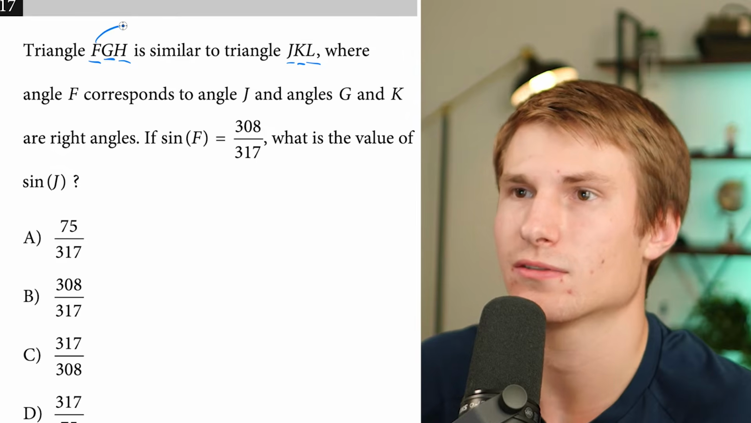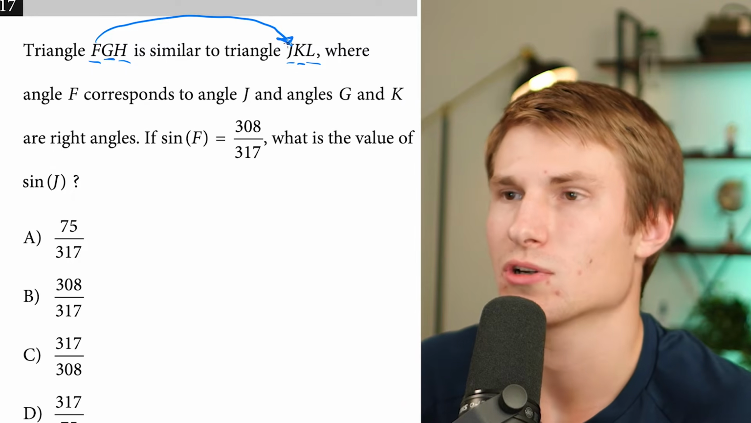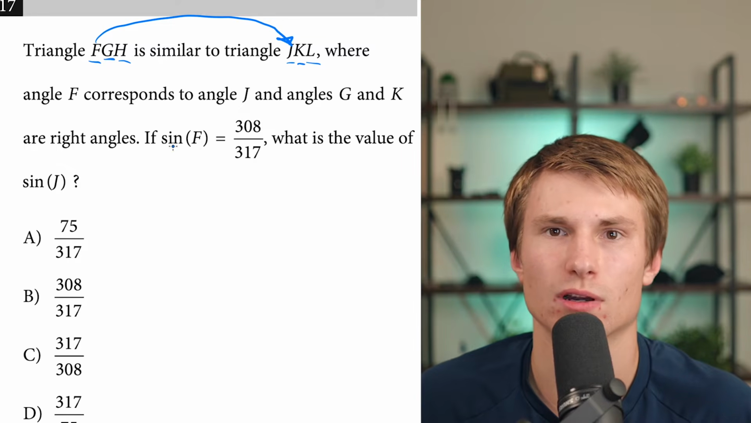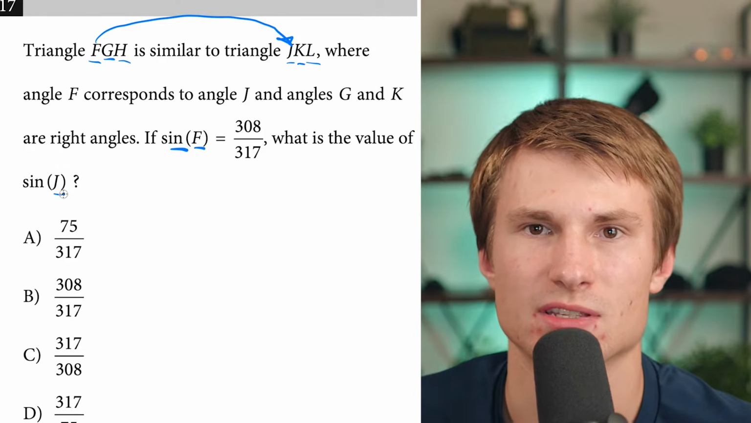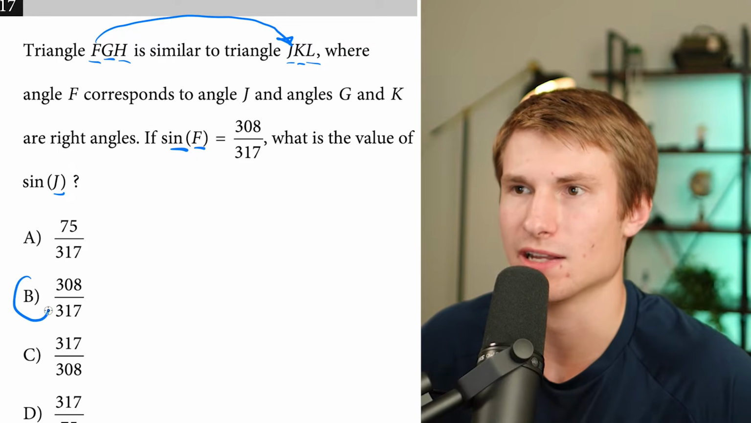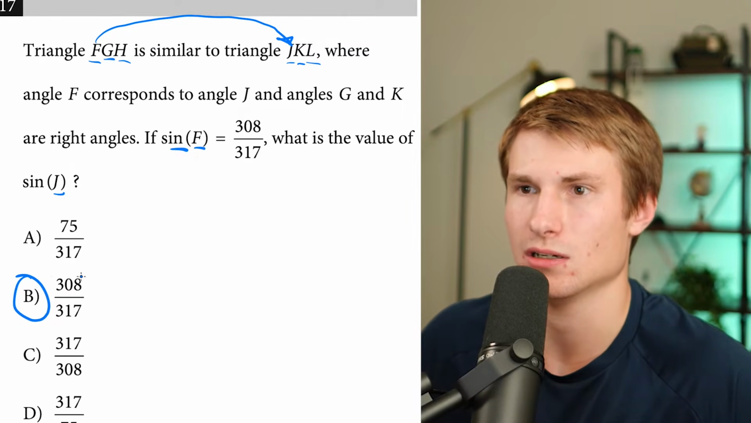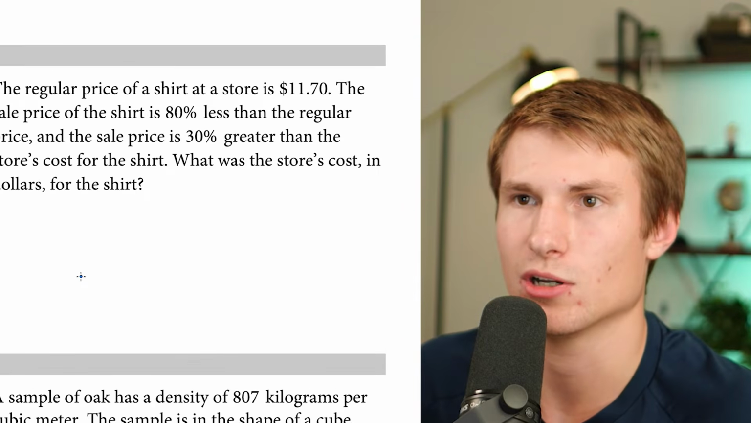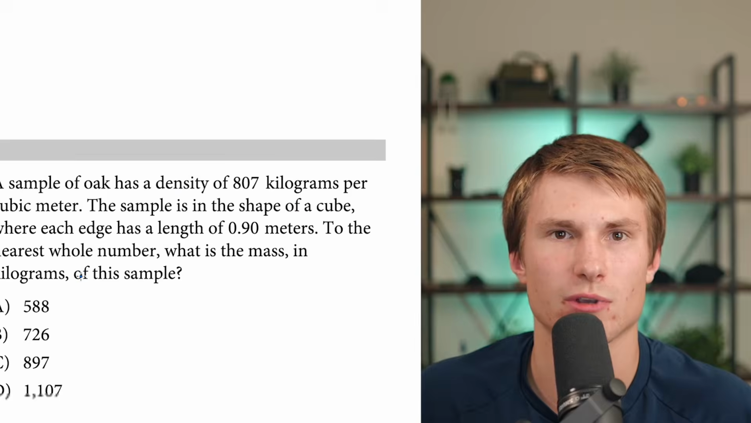Well, we know that angle F corresponds to angle J. And since these are similar triangles, it means they're going to have the same angle measure. Therefore, the sine values are going to be the same for F and J. Therefore, the sine of J will also be 308 over 317. Okay, from here, let's go ahead and move on to our next question. That question was 17, so we are on 18 now.